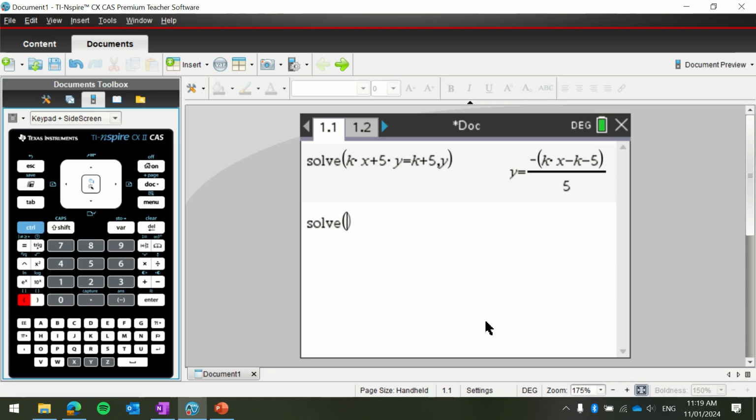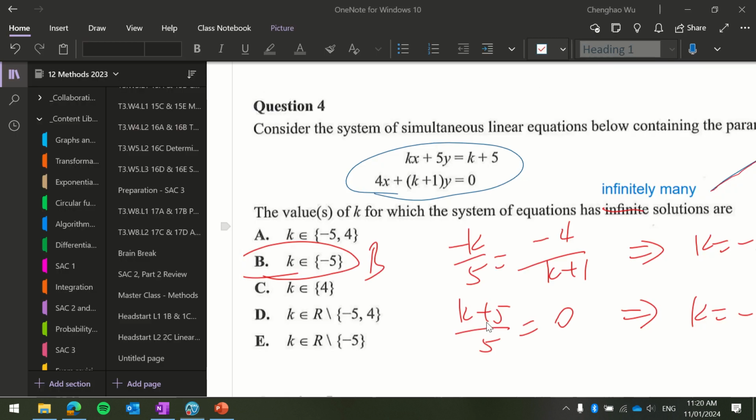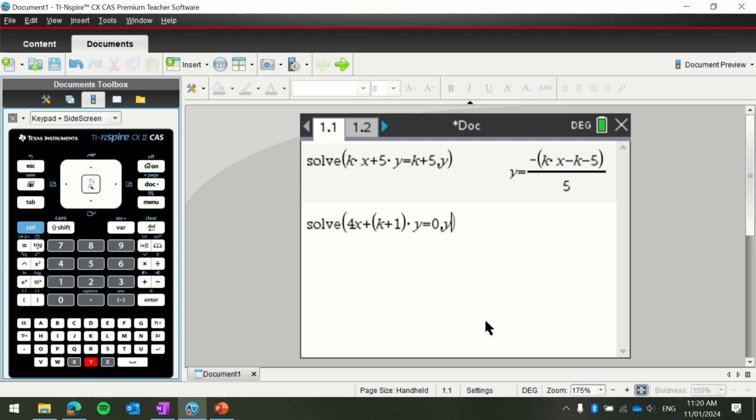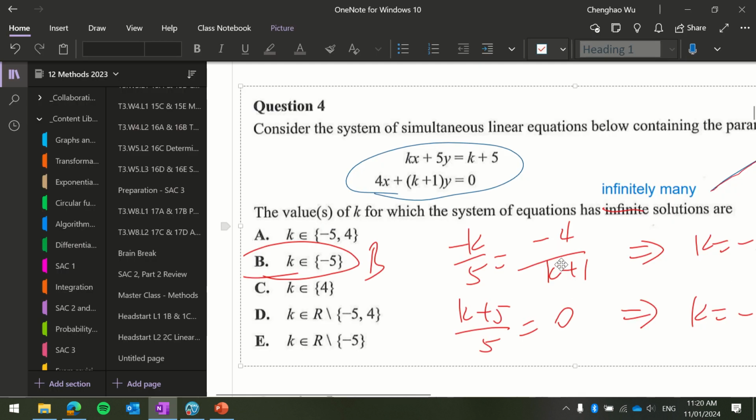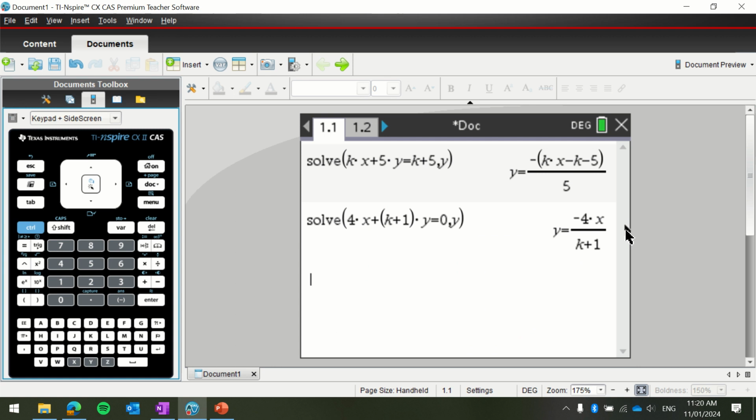Now the next one is 4x plus (k plus 1) times y equals 0. Again, make y the subject. So we can see here, there's no y-intercept, there's no constant term, there's only an x term. So the gradient is negative 4 over (k plus 1). So I put it here, negative 4 over (k plus 1). And the y-intercept is just 0 because it's just not there.